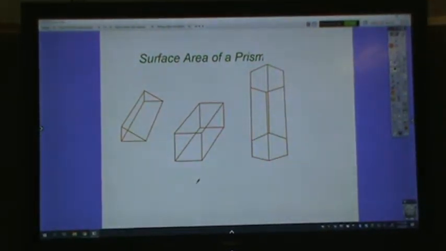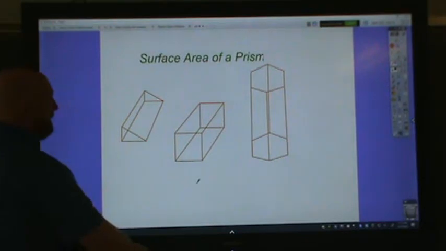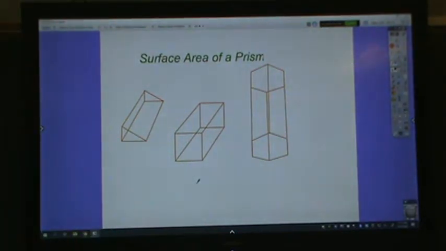So today we're going to talk about the surface area of a prism. A prism is any three-dimensional object where you have polygons making up the sides. The bases are going to be congruent polygons as far as we're concerned, and those polygons are going to be connected by rectangles.